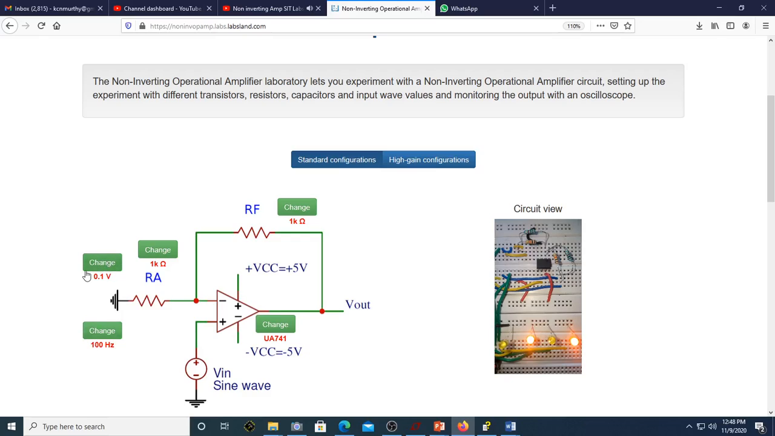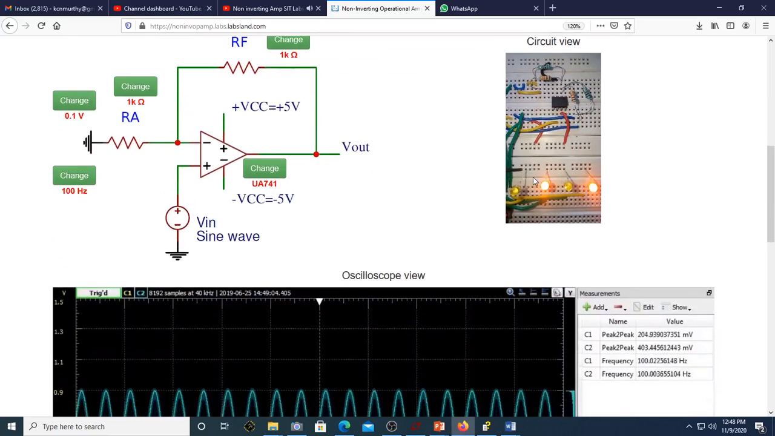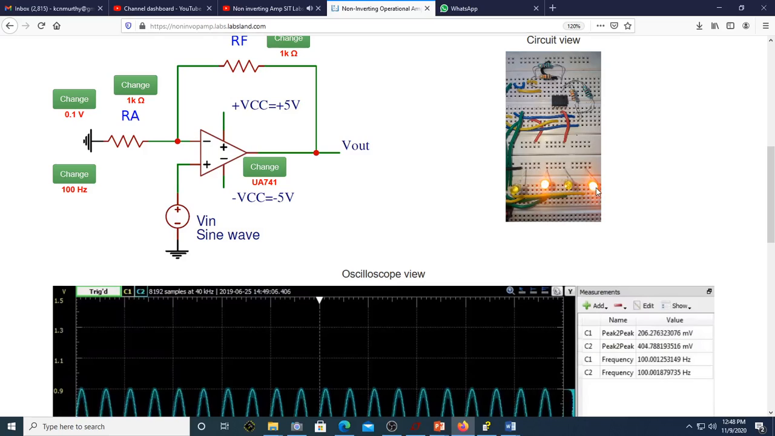The input frequency can be one of the 3 values, and voltage can also be one of the 3 possible values. And there is an option of selecting Opamp with lower and higher performance parameters. The circuit view shows the real-time implementation of non-inverting operational amplifier on the breadboard. The LEDs indicate which combination is in action at the given time.